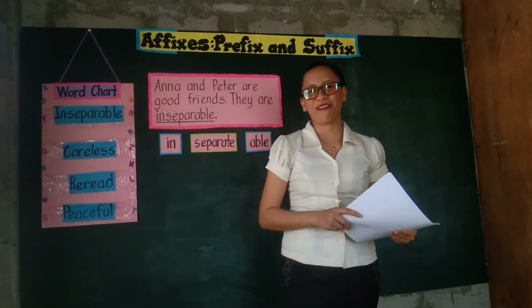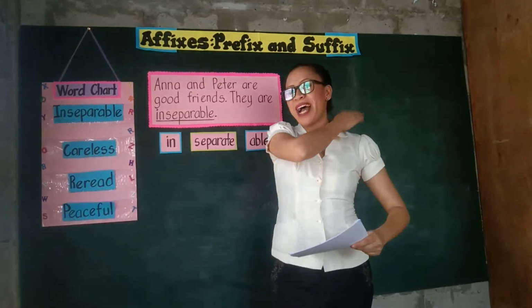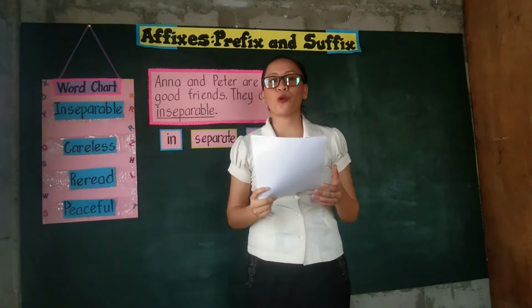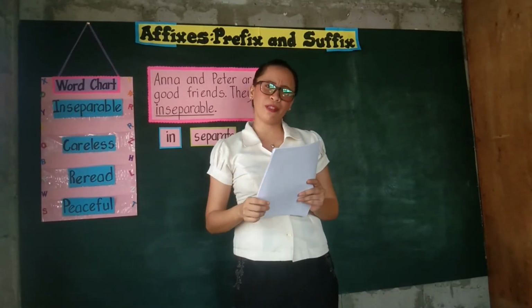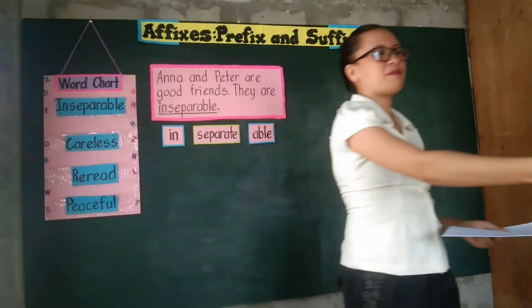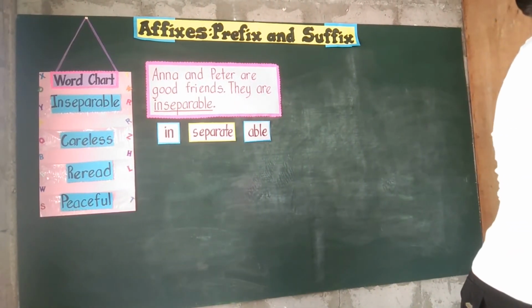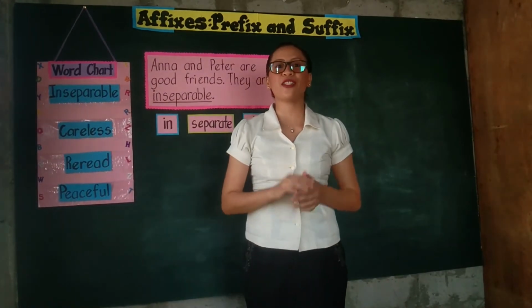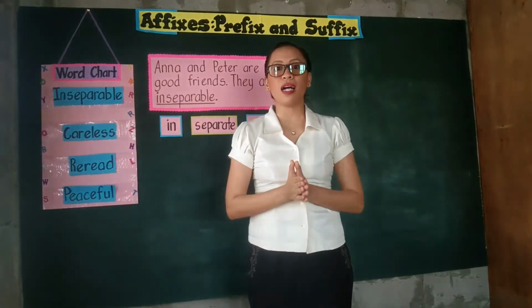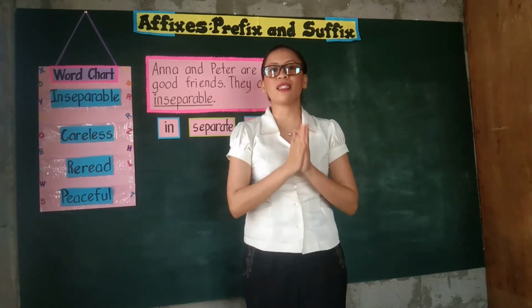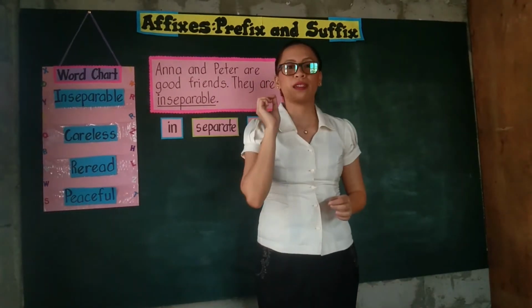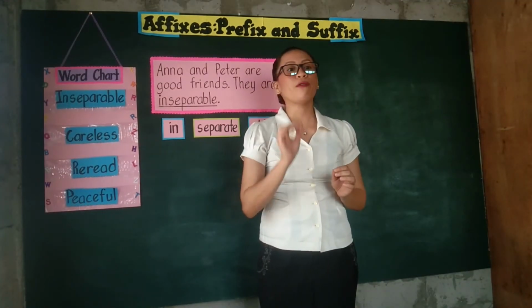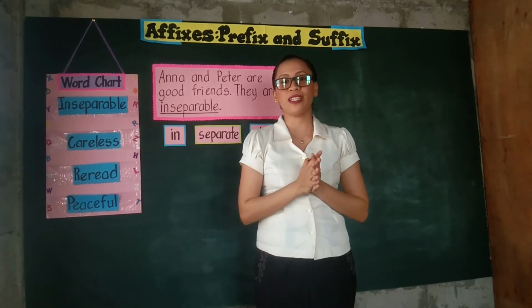Amazing performance, everybody. Let us give ourselves a pat on the back for a job well done. So I have here a short worksheet to see what you have learned today. Alright? Okay, so the direction says choose the correct word from the box to complete the sentences below. And make sure to write the correct answer on the blank spaces provided. I'm giving you 5 minutes to answer 5 questions. Alright?